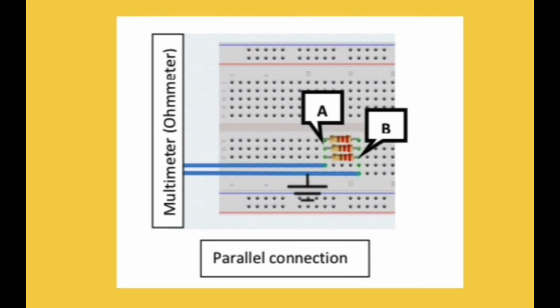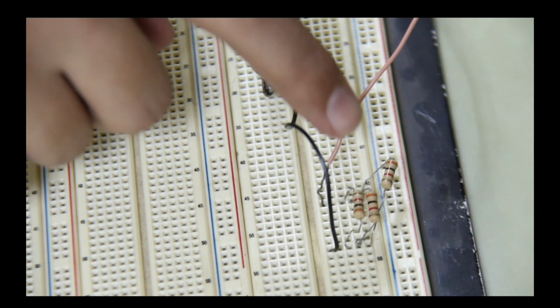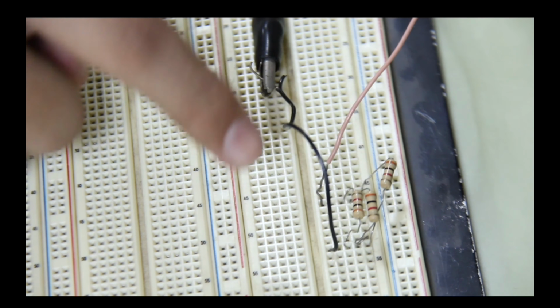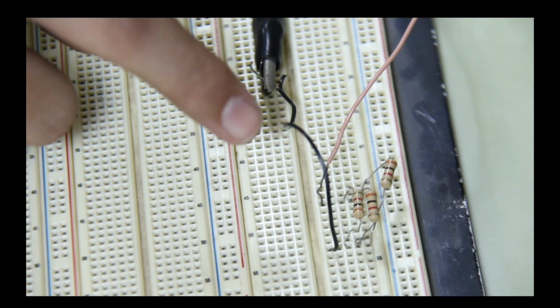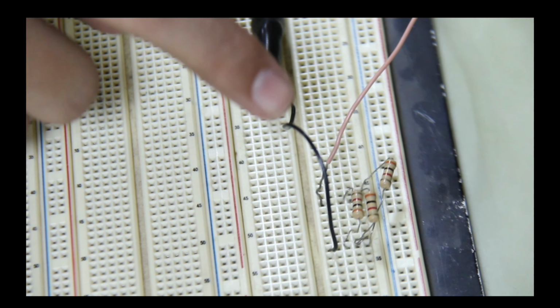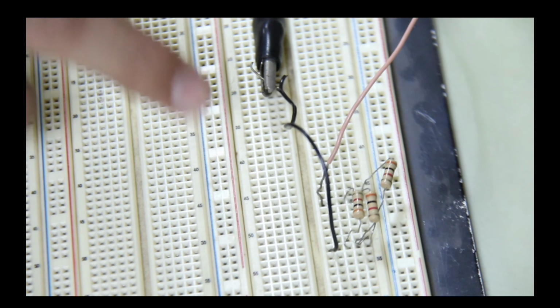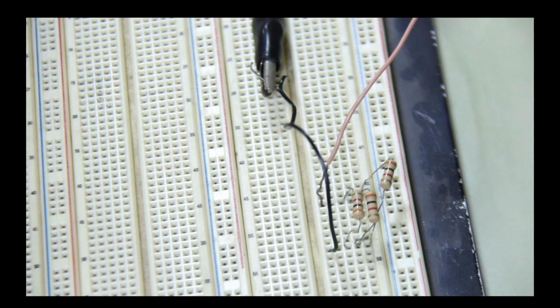The second part of the third experiment is the parallel connection. As you see in the schematic, there are 2 nodes, A and B. For node A, we connect the end of each resistor with the positive of the ohmmeter. And for node B, we connect the negative of the ohmmeter with the other end of each resistor.